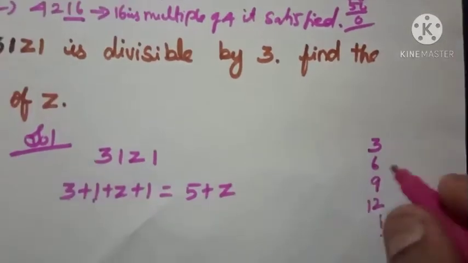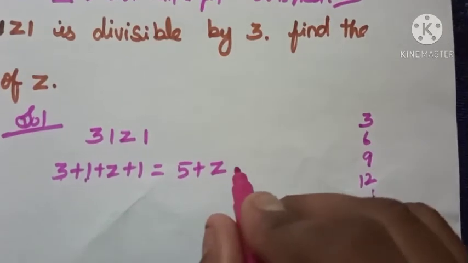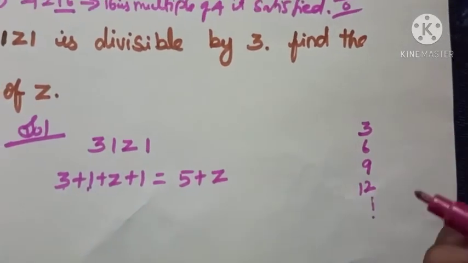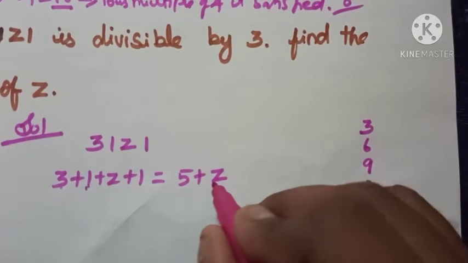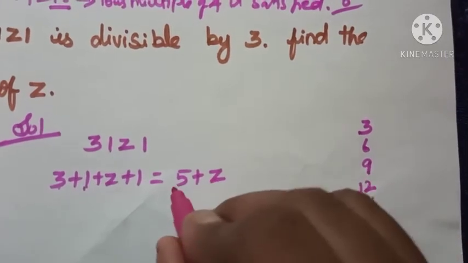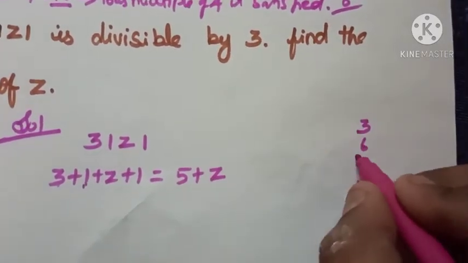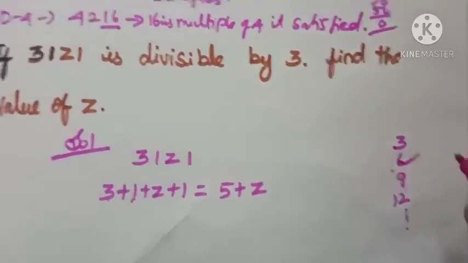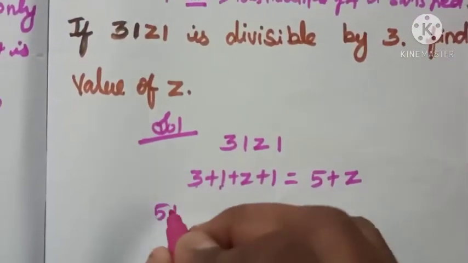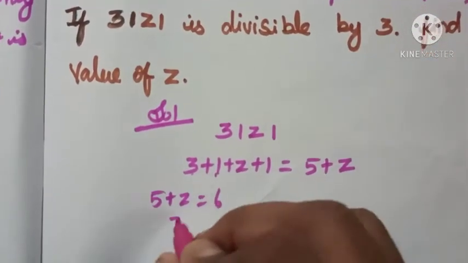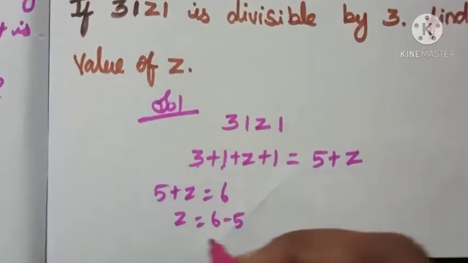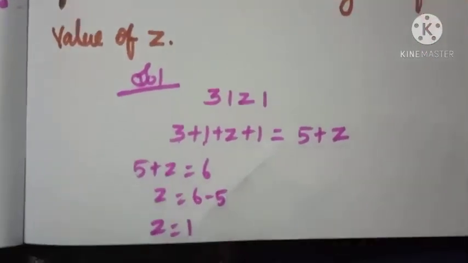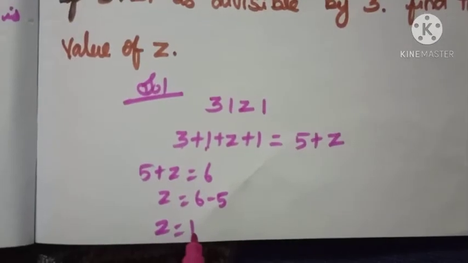Here, 5 plus Z is greater than 3. If we take Z equal to 0, it becomes 5, which is greater than 3. So now we check with 6 first. If 5 plus Z equals 6, Z equals 6 minus 5, so Z equals 1. The first possible value is 1.